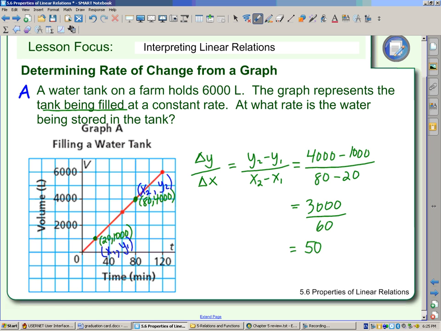Our rate of change is 50 liters per minute because it's our dependent over our independent. I just had to check the labels of my axis there for a second. So 50 liters per minute. This is speed, right? The speed at which it's going. That's what a rate is, a speed.